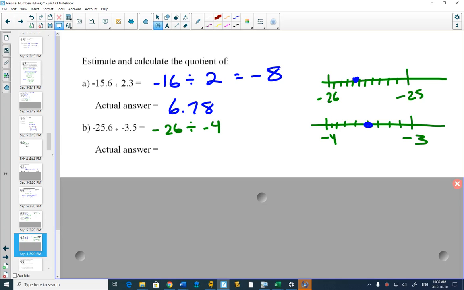This isn't on our times table. What are numbers you can divide by 4? Okay, 12 can divide by 4. What's the closest number to 26 that you can divide by 4?